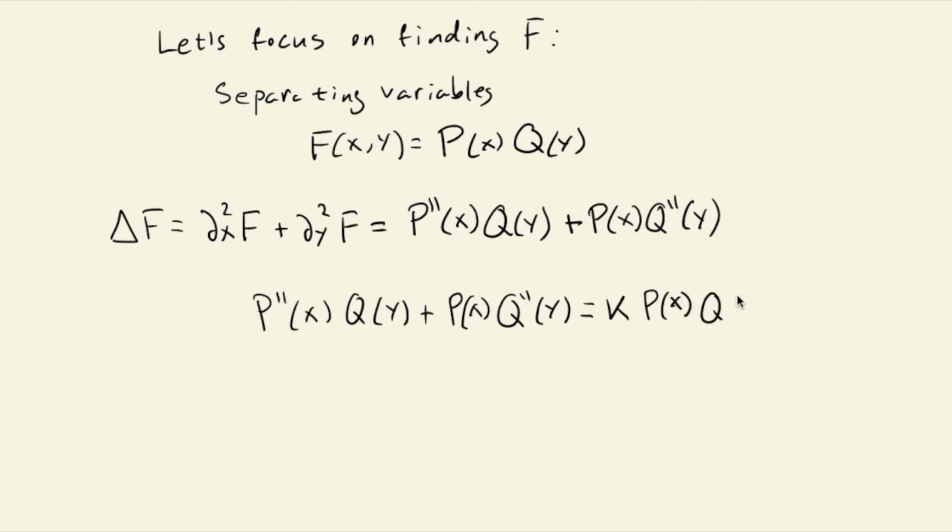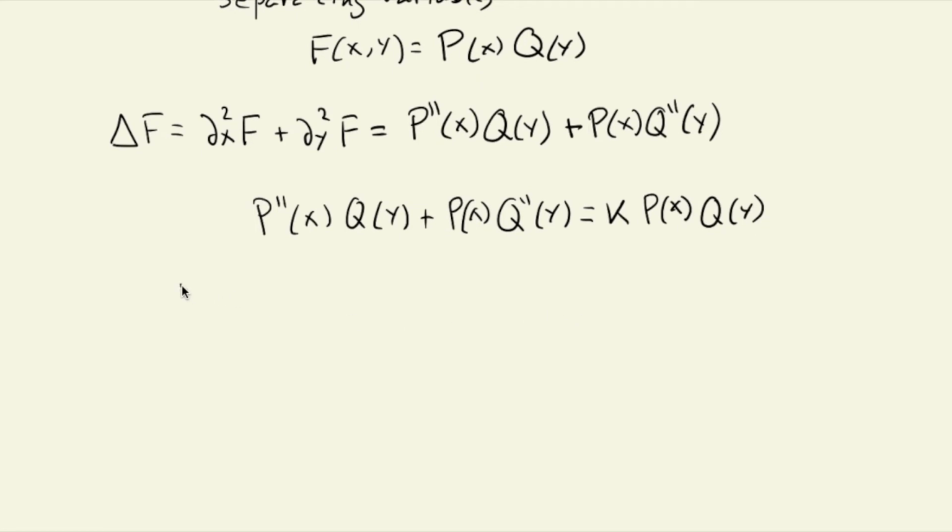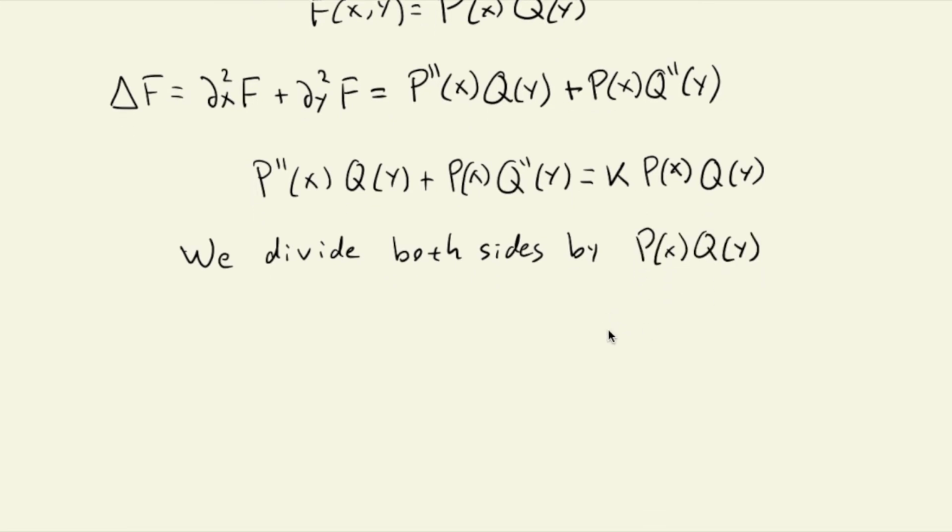P times q. We divide both sides again by f, or p times q. And what we get, well, in p prime prime times q, the q's will cancel, right? So that turns into p prime prime of x divided by p of x. On p times q prime prime, the p's will cancel. We're going to be left with q prime prime of y divided by q of y.